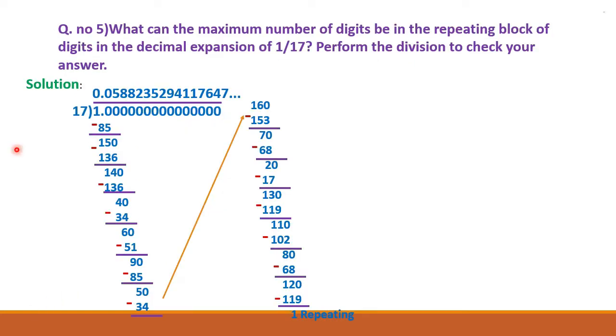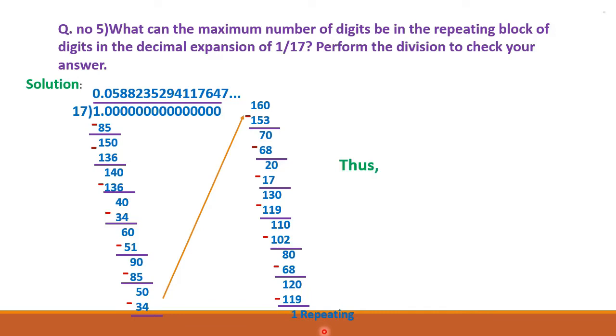Question number 5. What can the maximum number of digits be in the repeating block of digits in the decimal expansion of 1 by 17? Perform the division to check your answer. This is simple division. You already know that, right? After doing this division, our answer is 0.05882352941176647 and so on. As you can see, here we started with 1 and we are back to 1, and from here onwards it is going to repeat in the same sequence.